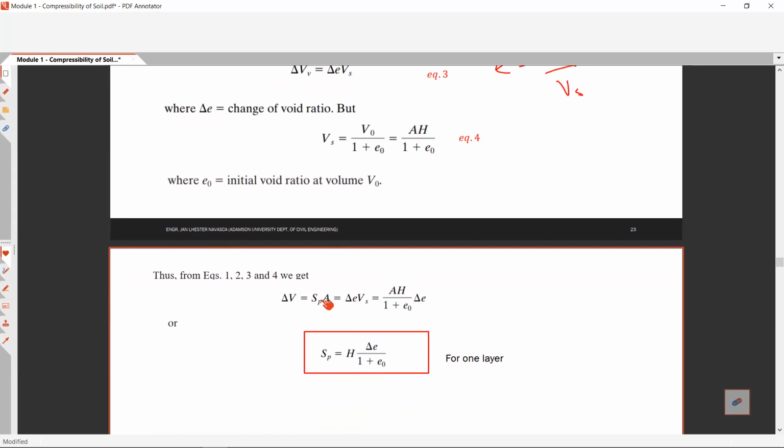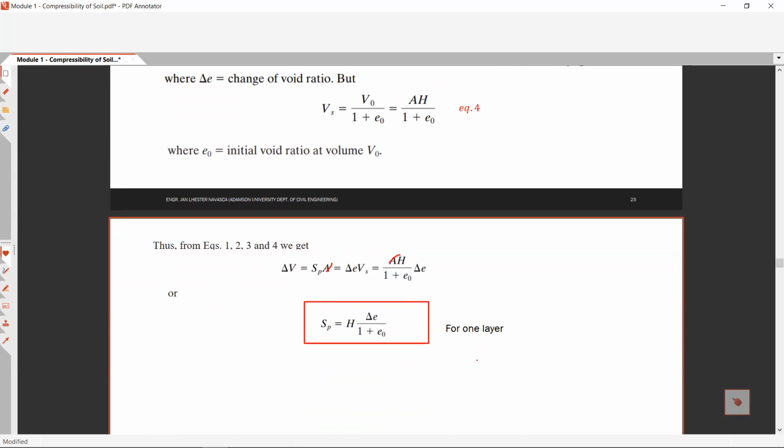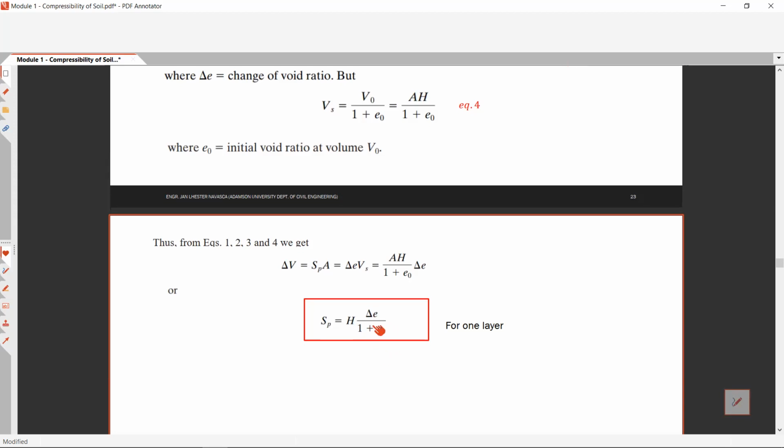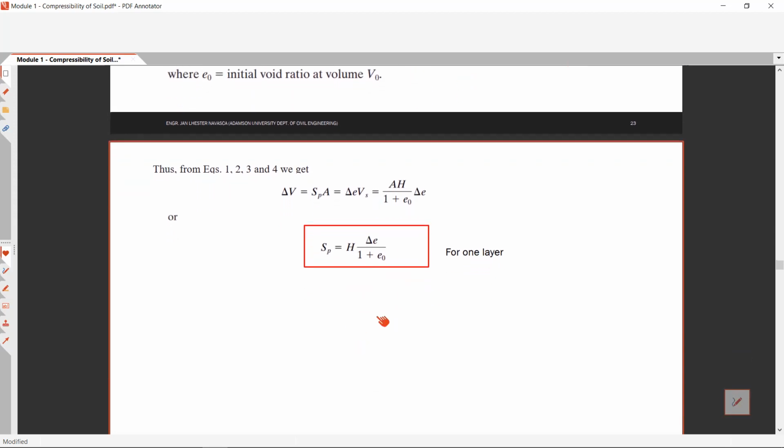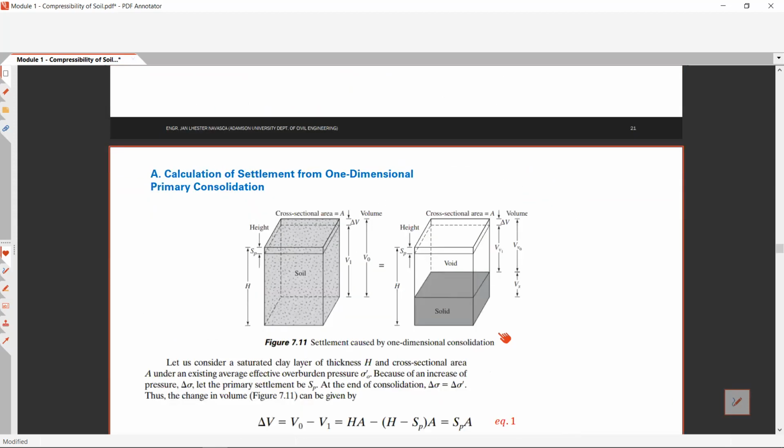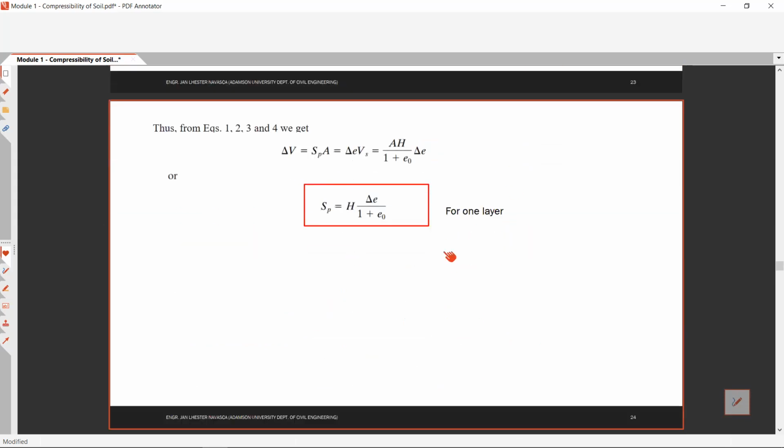Okay, so divide all terms by A. Now we get the formula S sub P, or the primary settlement, is equal to H multiplied by delta e over 1 plus e sub 0. Okay, this is your settlement formula for one layer, or one-dimensional primary consolidation. Okay, this one.